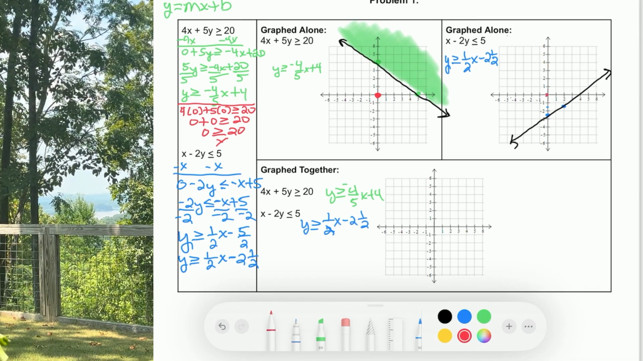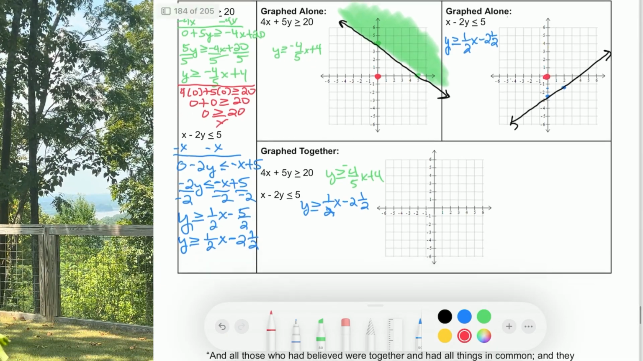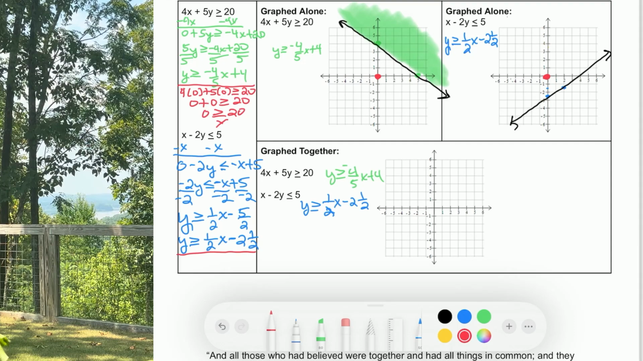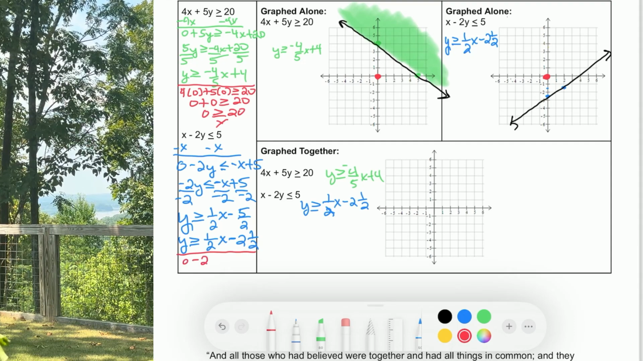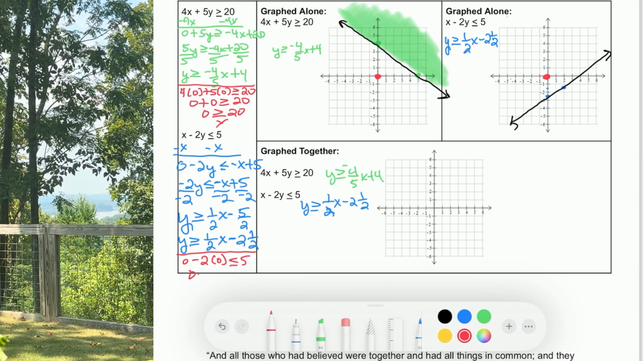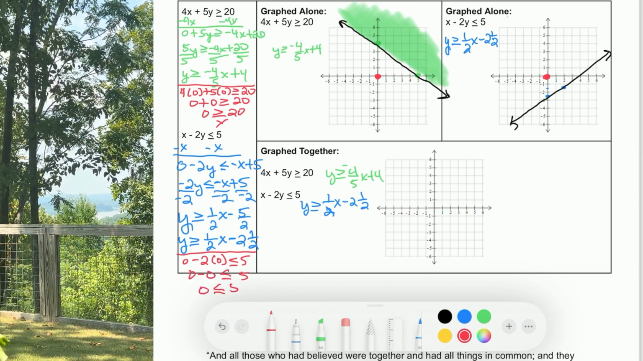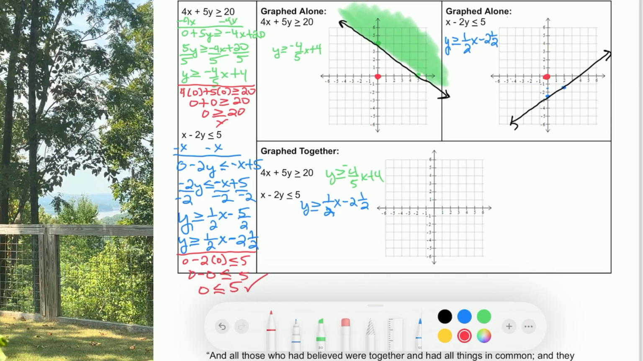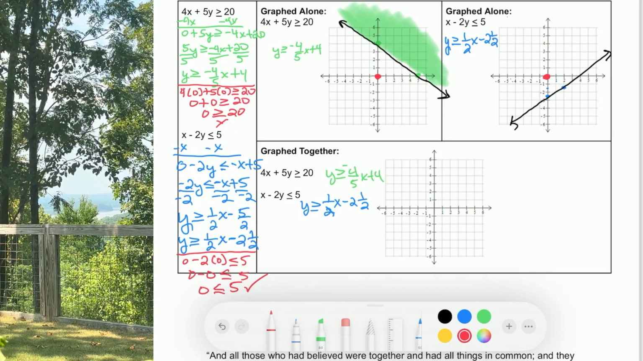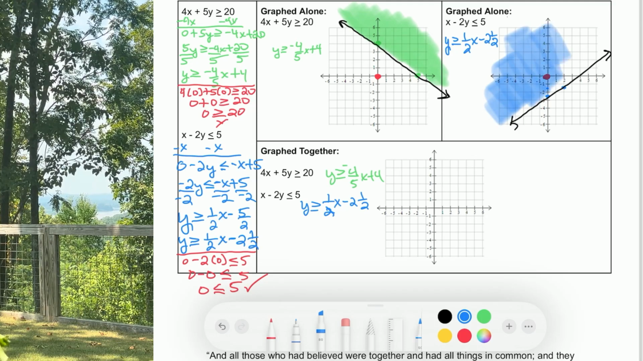Now let's figure out our shading. We can use our origin since it's not a part of the line. So I'm going to move this up just a little bit. All right, so I'm going to put 0 minus 2 times 0 is less than or equal to 5. 0 minus 0. 0 is less than or equal to 5. That is true. So that is where our shading will go for this particular one. So I'm going to shade right here.